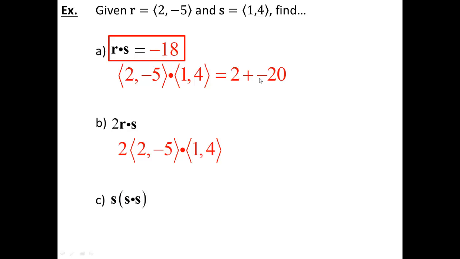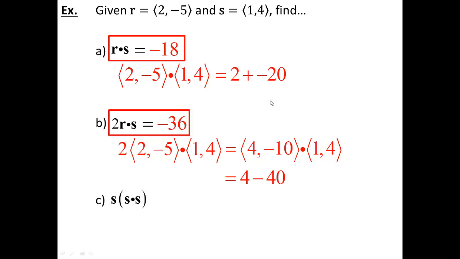Now that 2 can apply to either the R or the S. It really doesn't matter. Remember, when we're multiplying A times B times C, you can either multiply A and B or A and C, just don't multiply it to both. So I'm going to go ahead and apply that 2 to the R to make it 4, -10, dot 1, 4. 4 times 1 is 4, -10 times 4 is -40. Put it together, -36, just like we expected.